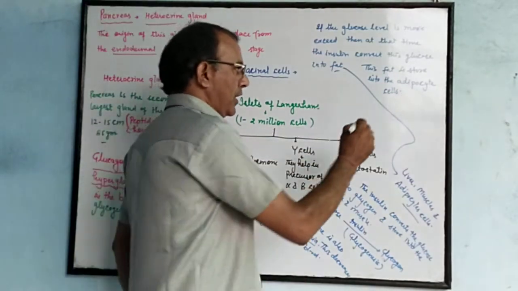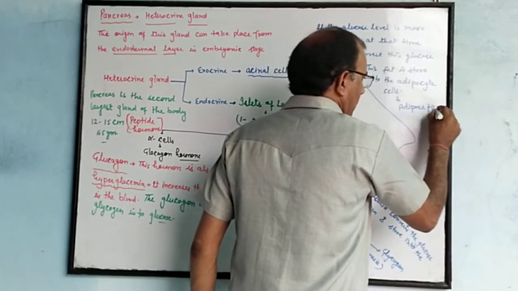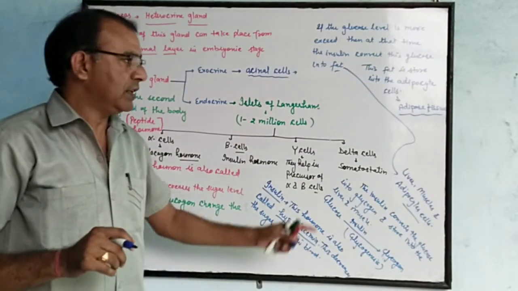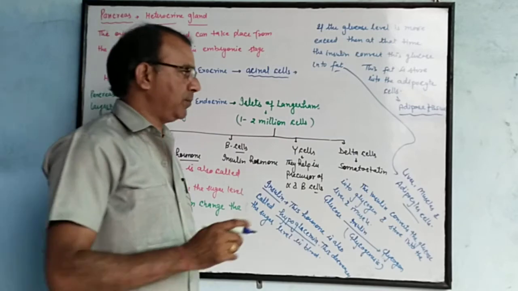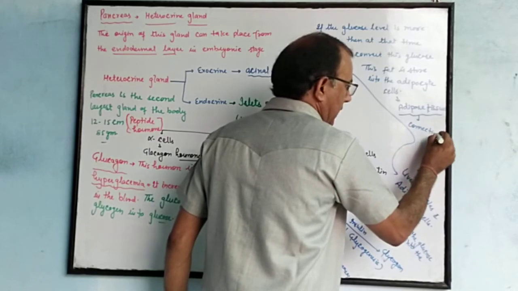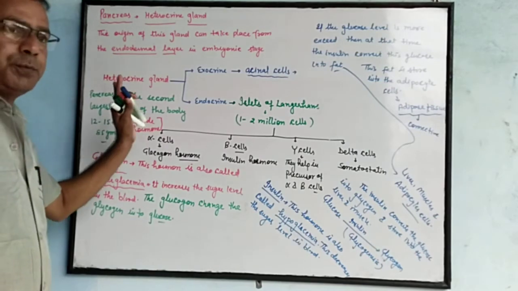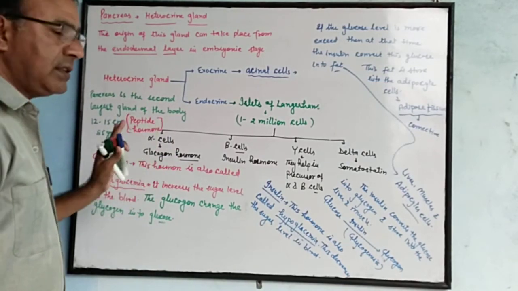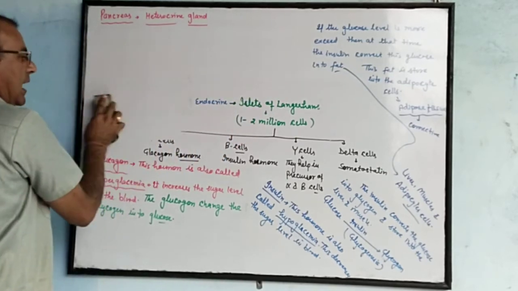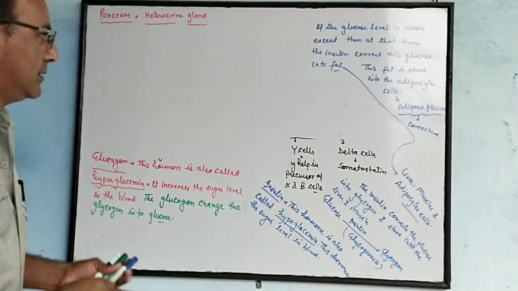Adipocyte cells are found in adipose tissue, which stores the fat and maintains the body temperature, which we have already studied in the connective tissue. Clear? But one more condition: if the glucose amount remains in excess for a prolonged time in our body, then the person is suffering from one disorder that is called diabetes mellitus.